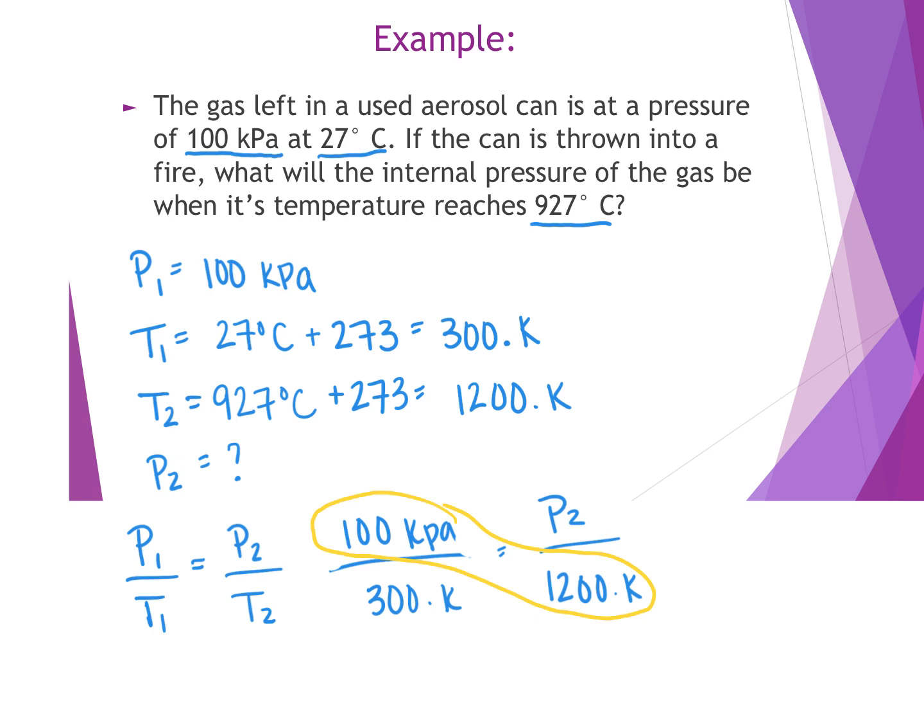Push equals, get an answer. What's 100 times 1200? 120,000. Then you divide by the number that's in the diagonal of P2. So divide that by 300. And then what do you end up getting for P2? 400. Okay, so you end up with 400. And then finally, your unit for P2 has to match P1. So what's our unit? Okay, so it's 400 kPa.